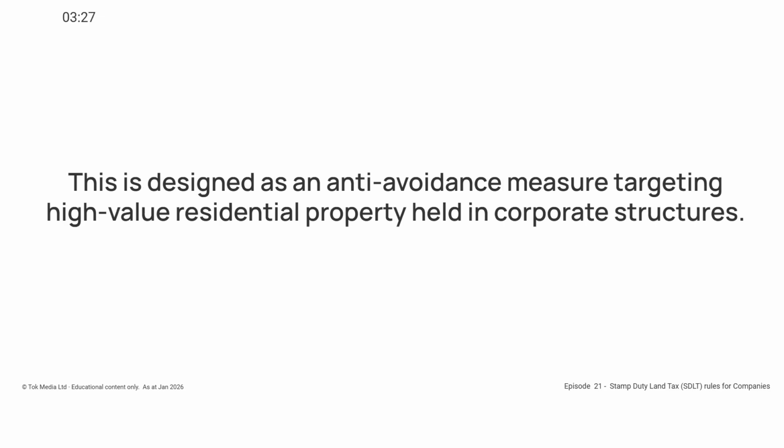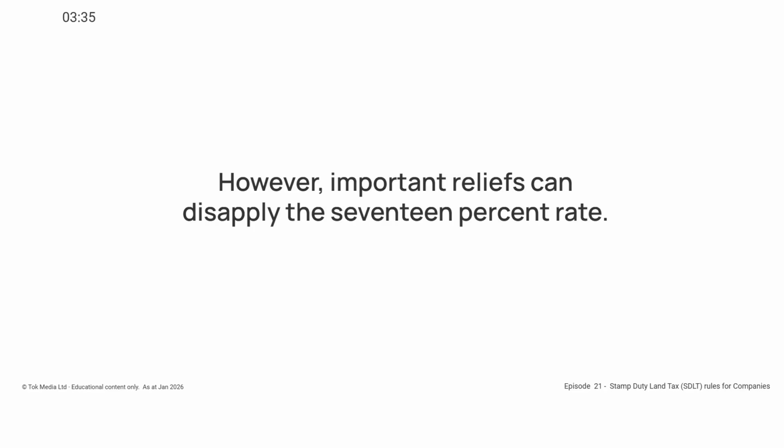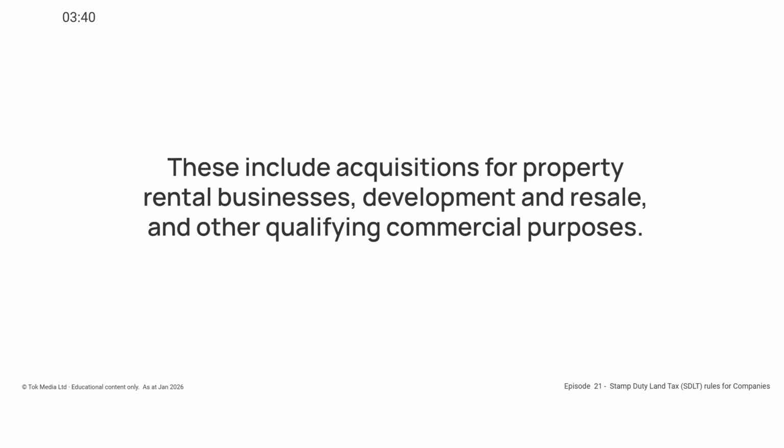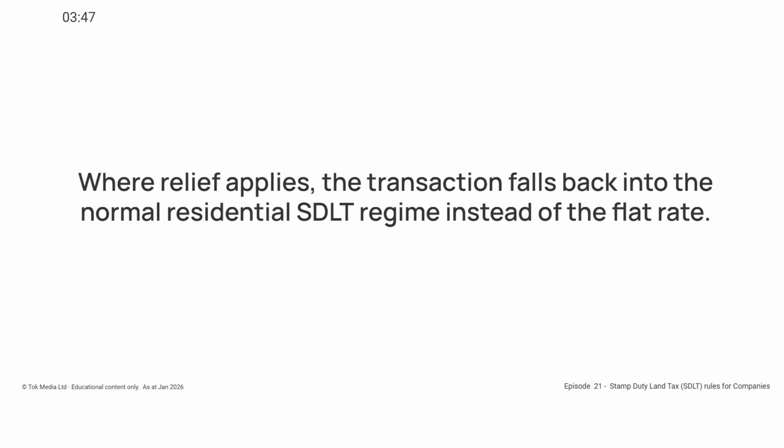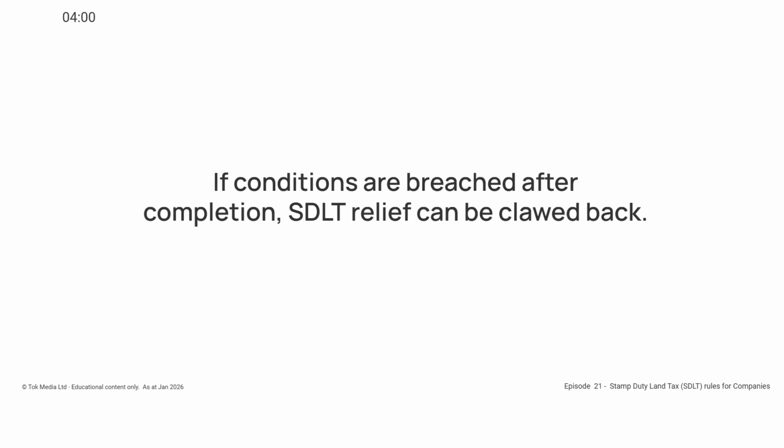This is designed as an anti-avoidance measure targeting high-value residential property held in corporate structures. However, important reliefs can disapply the 17% rate. These include acquisitions for property rental businesses, development and resale, and other qualifying commercial purposes. Where relief applies, the transaction falls back into the normal residential SDLT regime instead of the flat rate. Reliefs must be actively claimed and conditions must be met. If conditions are breached after completion, SDLT relief can be clawed back.